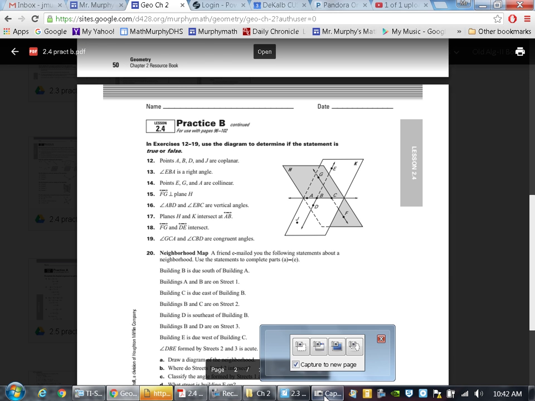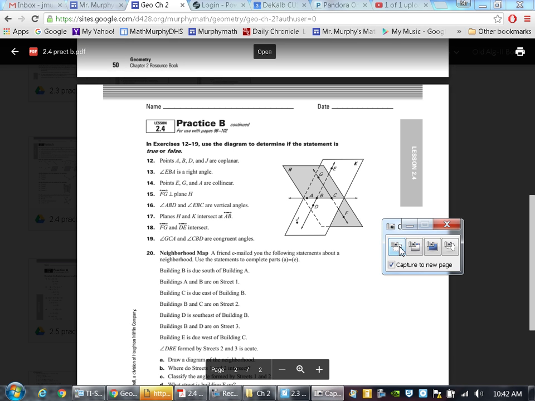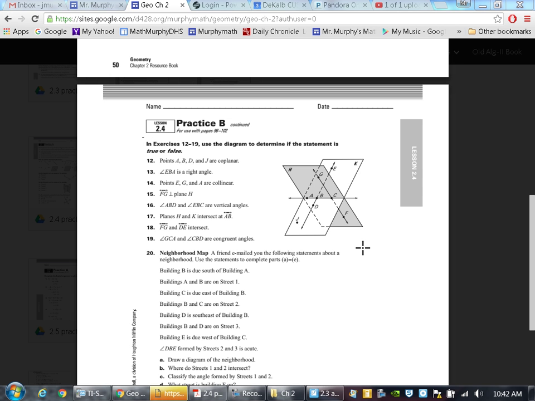Being able to draw and come up with valid diagrams is really important in the back half of this school year.